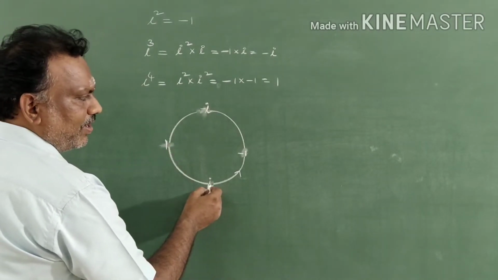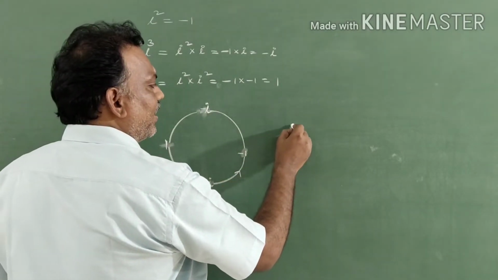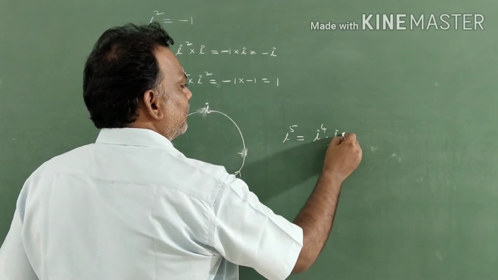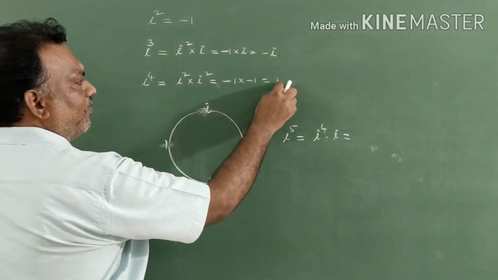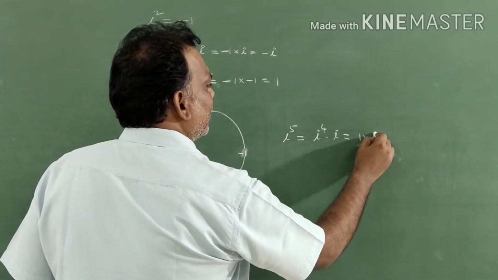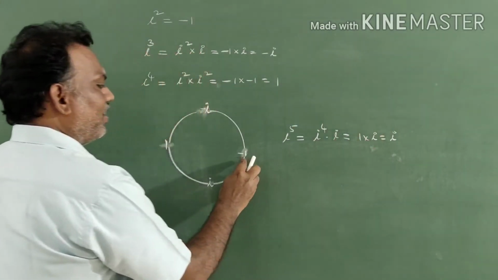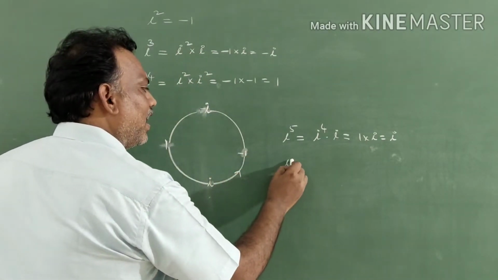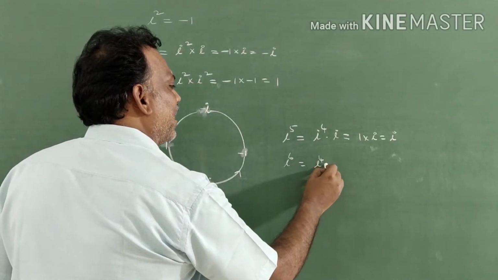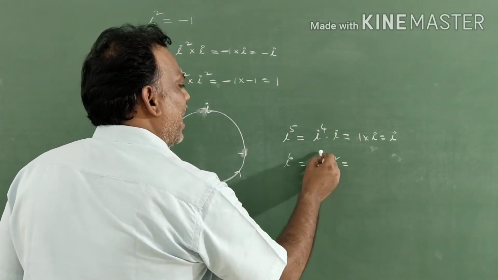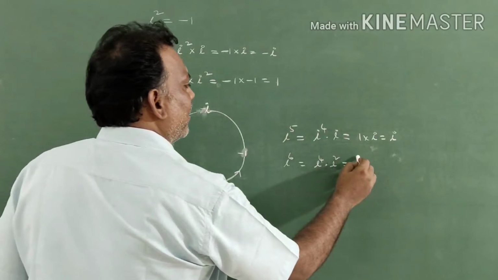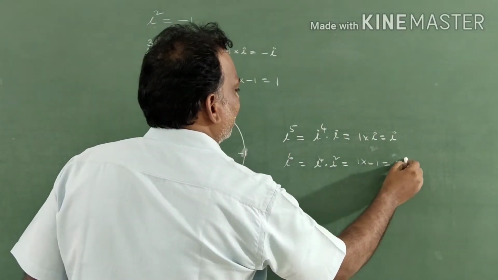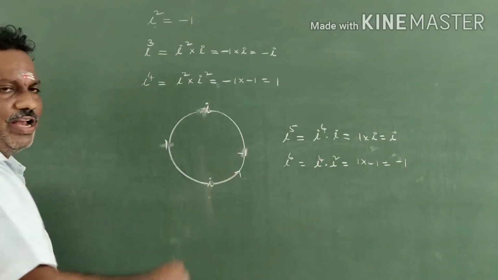Next, i⁵ gives the same answer as i. You can simplify it: i⁵ is equal to i⁴ into i. What is the i⁴ value? 1. 1 into i becomes i. Again you will get i only. For i⁶, I can write i⁴ into i². i⁴ is 1 and i² is minus 1. 1 into minus 1 becomes minus 1. You will get the same value again.